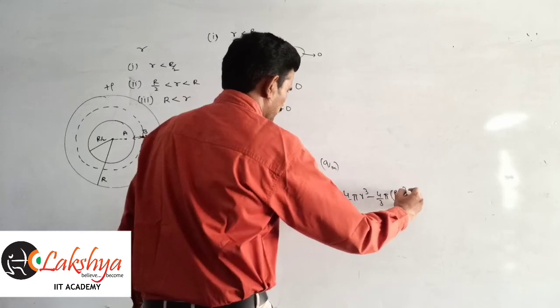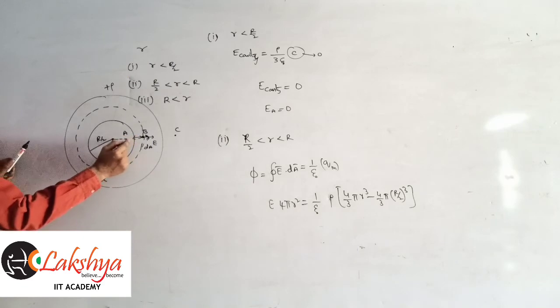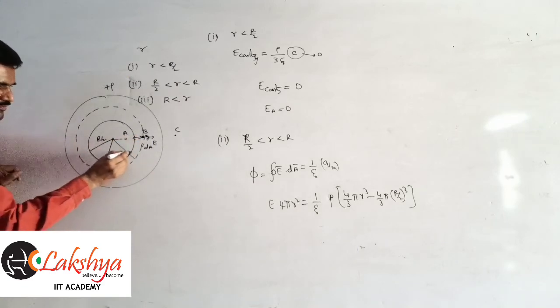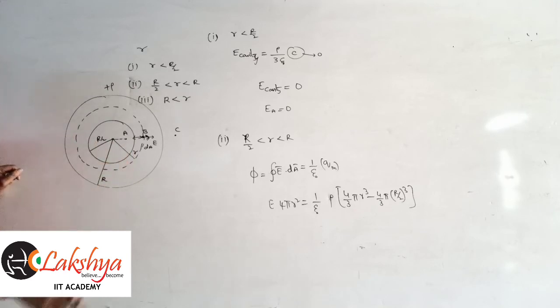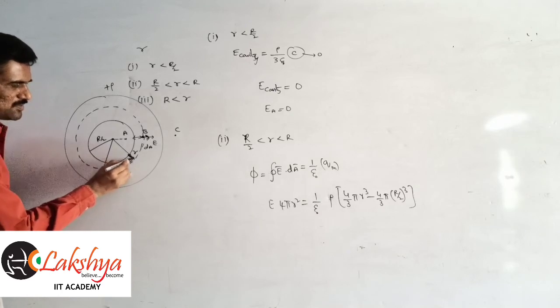Got it? Only between these two, that is, from r by 2 to small r, we need to write here. This is our smaller volume. Only that volume we need to write here, because the charge is present only within this part. Within this part only charge is there. This part is the cavity. And so you can simplify that.